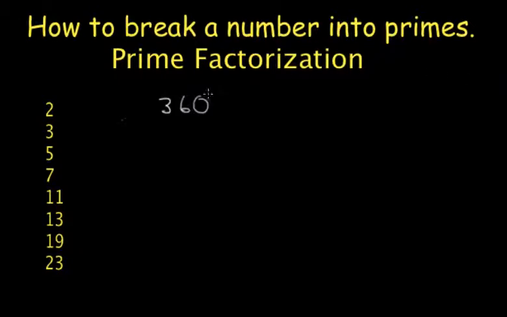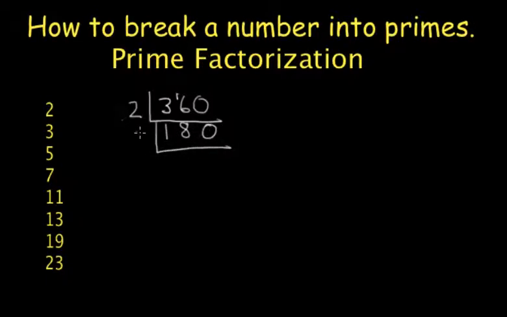This is 360. 360 is clearly divisible by 2 because it's even. 2 goes into 3 one time. 3 take away 2 is 1, so there's going to be 1 left over. 2 goes into 16 8 times, and that's exactly enough, so we bring down the 0.